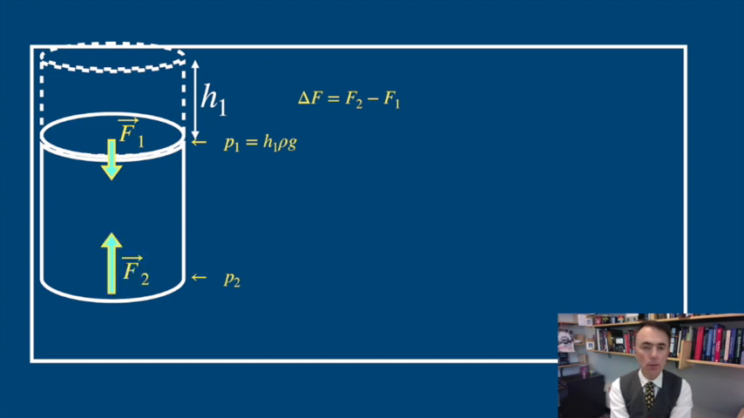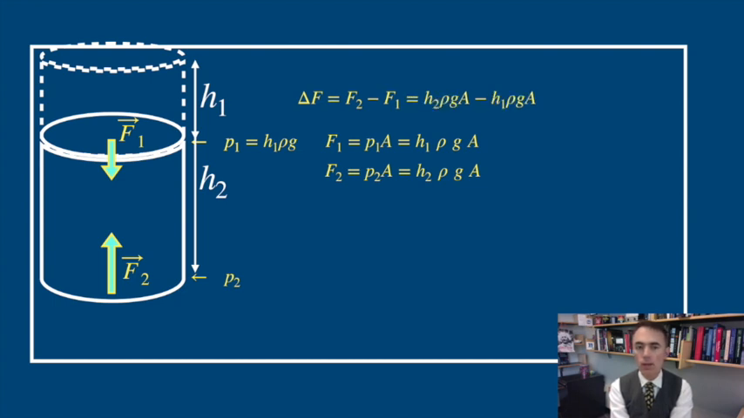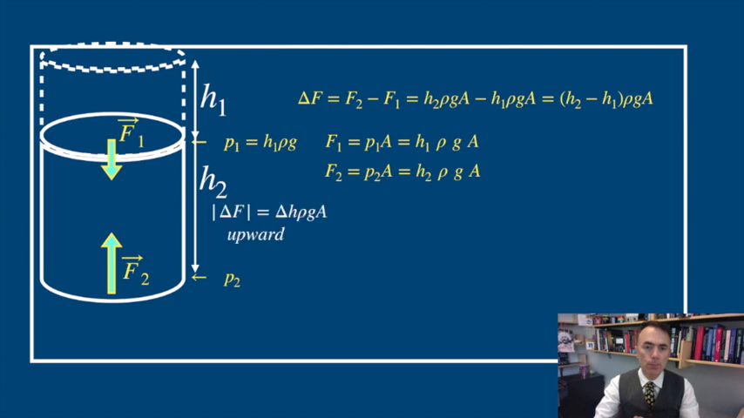Well, F1 is P1 times area, which is H1 rho g A. F2 is P2 times area, which is H2 rho g A. The difference F2 minus F1 is an upward force, which is equal to (H2 minus H1) rho g A. This is rho g volume. So this force is equal to the weight of the water of the cylinder.